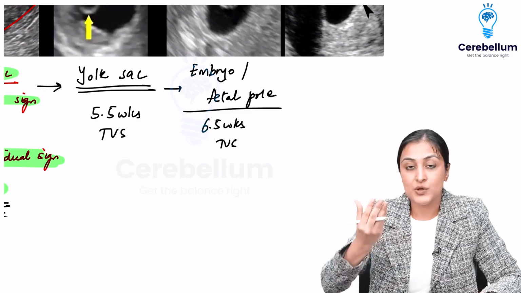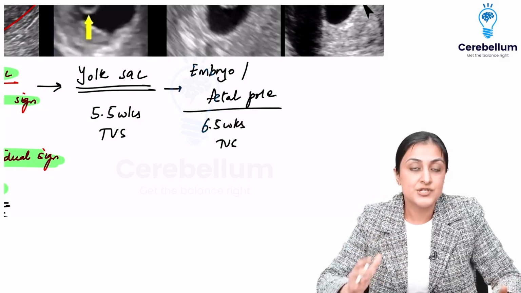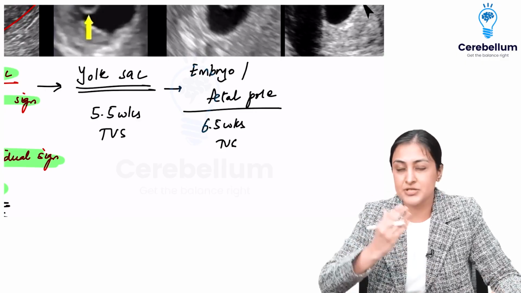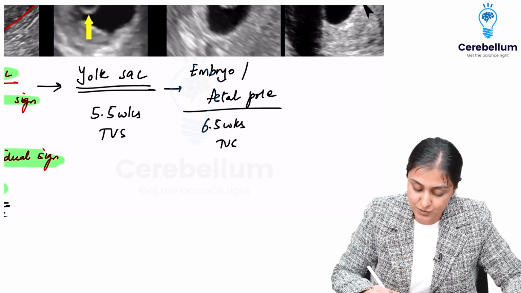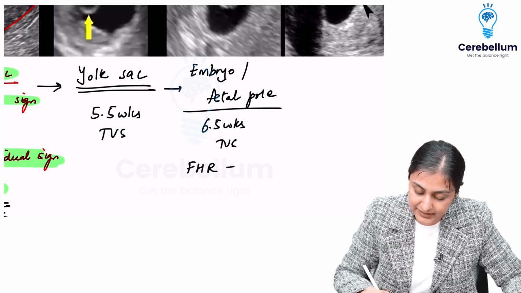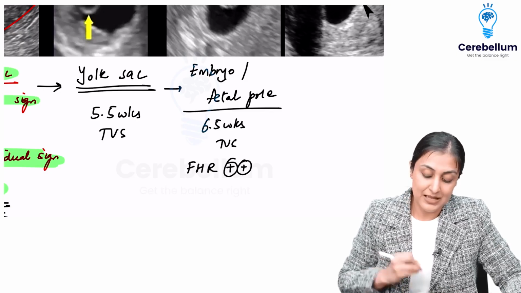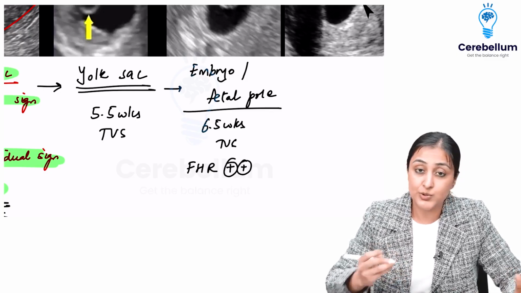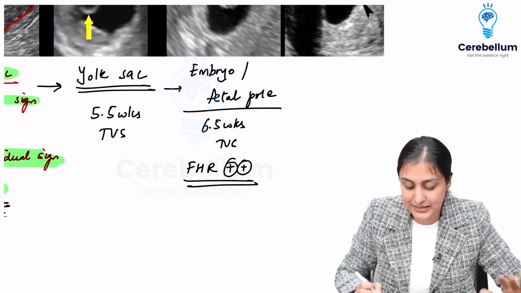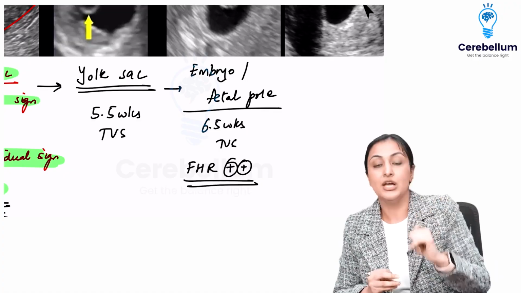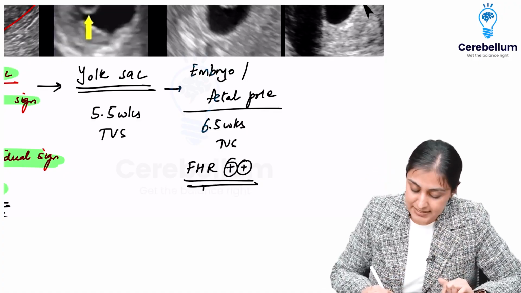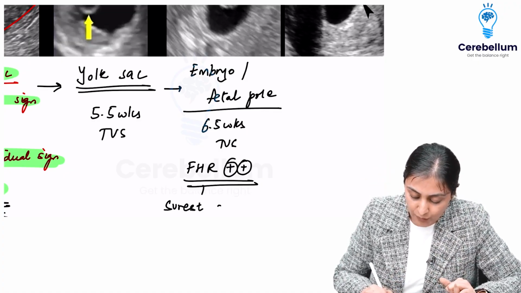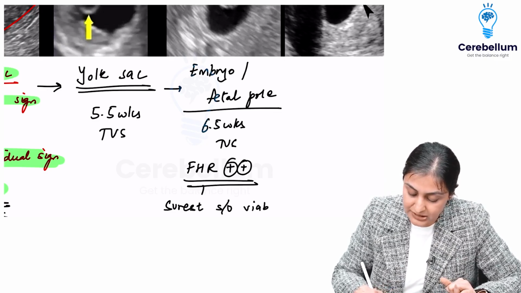In a few days, what we are going to see is the cardiovascular system. The first system to develop starts to beat, the heart beats. So we see the fetal heart rate, the fetal heart beating at this point. So if they ask you, when do you see the fetal heartbeat? The earliest is 6.5 to 7 weeks. All right. This is the surest sign of viability of a pregnancy.